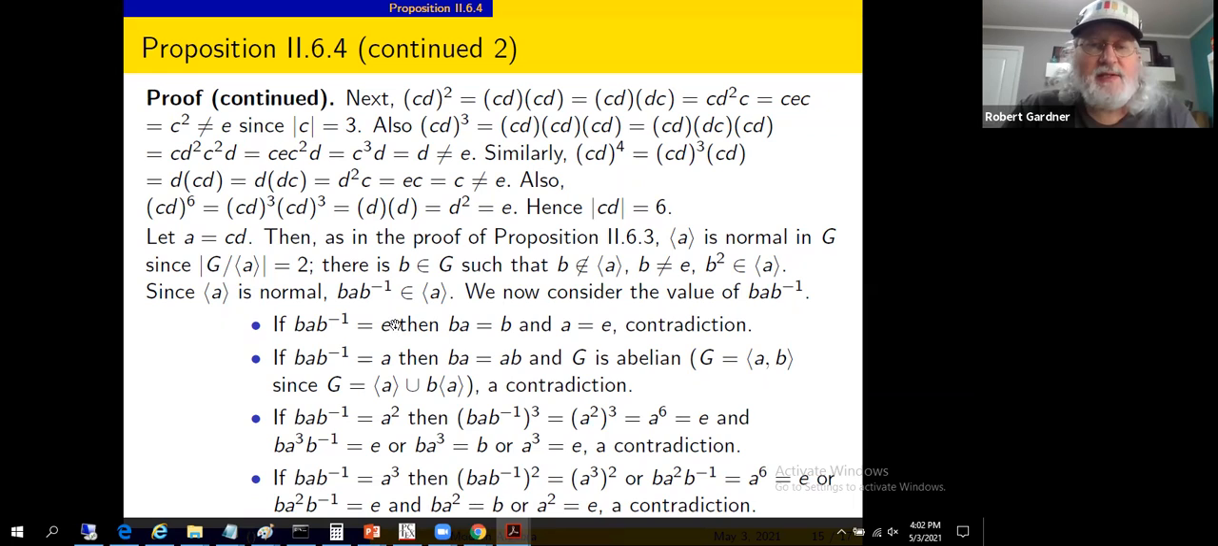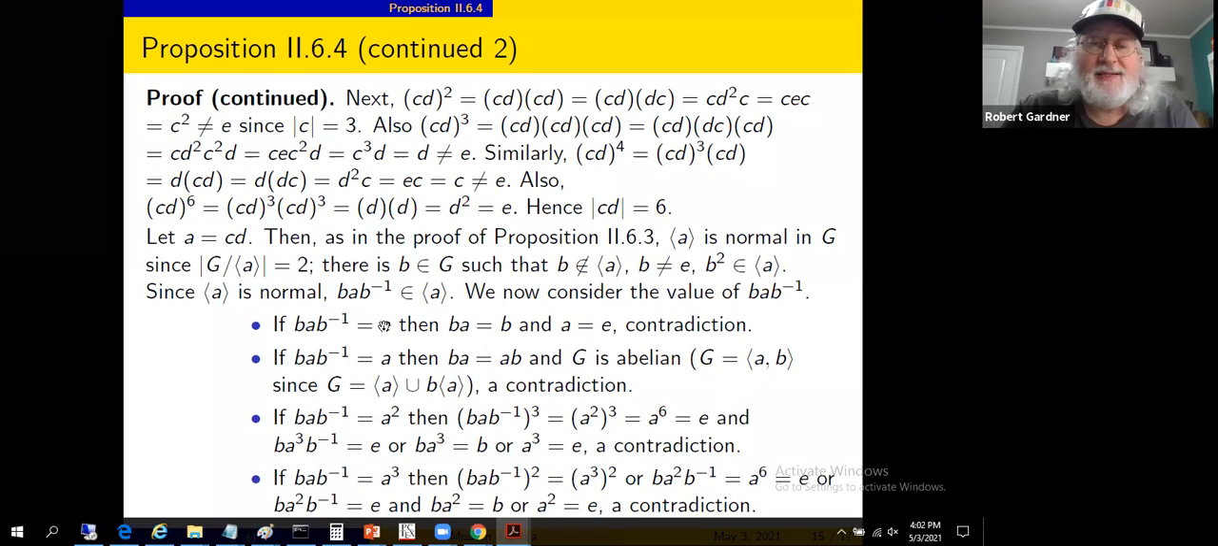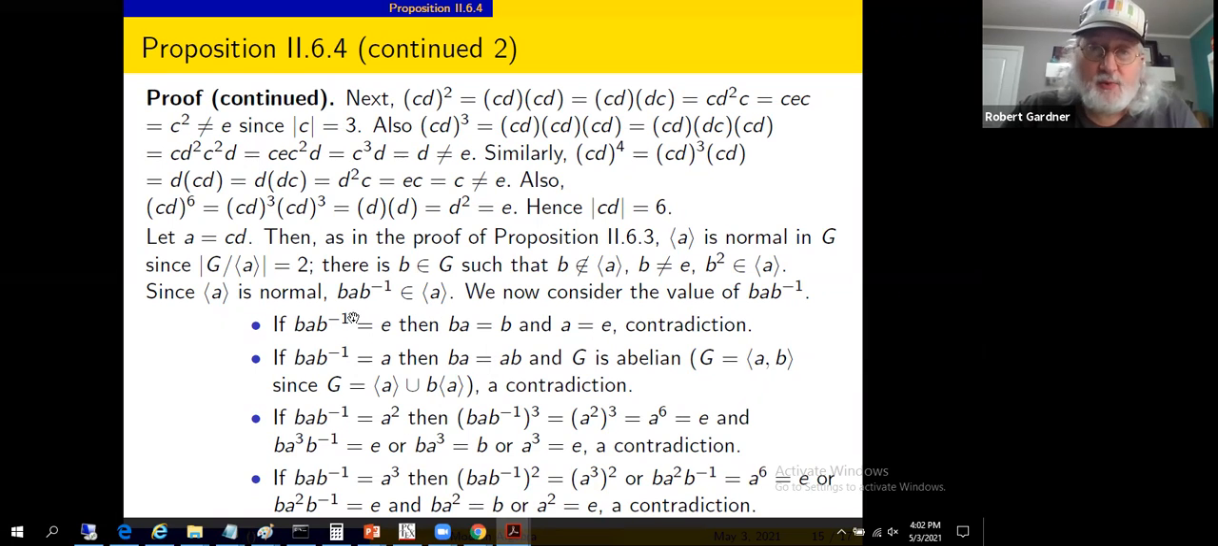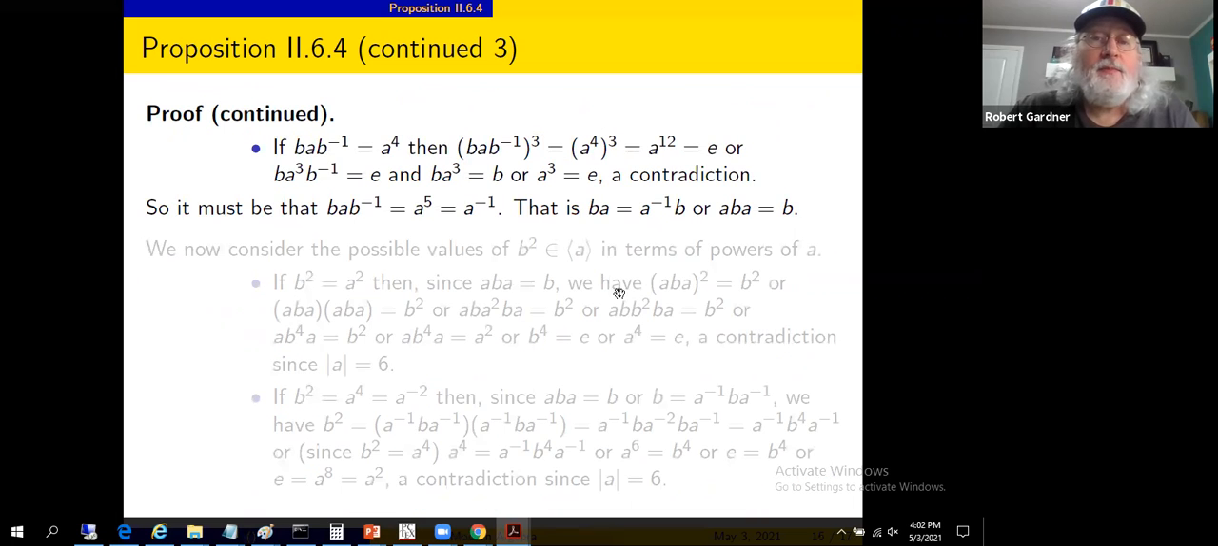All right, so a to the 0 didn't work. A to the 1 didn't work. A to the 2 didn't work. A to the 3 didn't work. It's got to be some power of a because we know b a b inverse must be in the group generated by element a. It comes from the normality of that group. What's left? 4 and 5. Let's try 4.